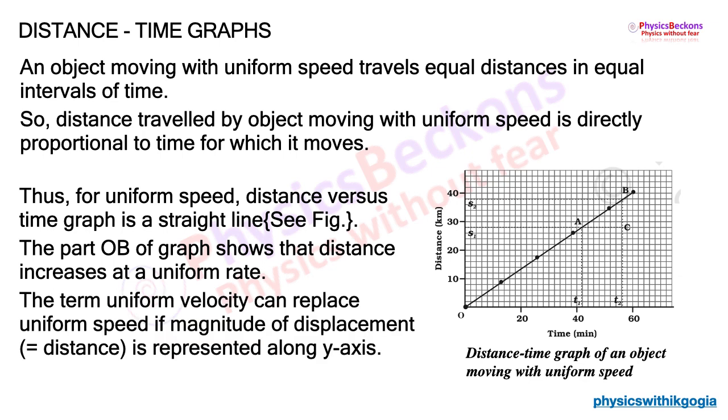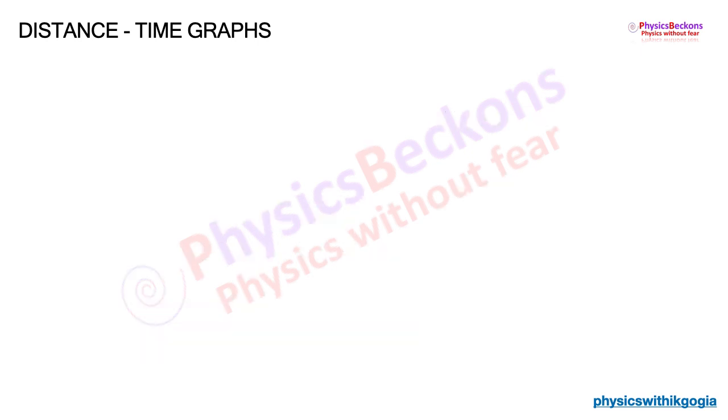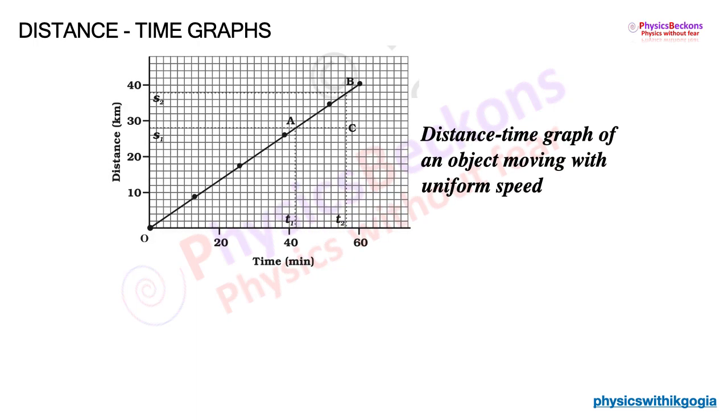The term uniform velocity can replace uniform speed. That is, we can also call it displacement time graph. In such a graph, the magnitude of displacement replaces the distance along y-axis. The graph is as shown.